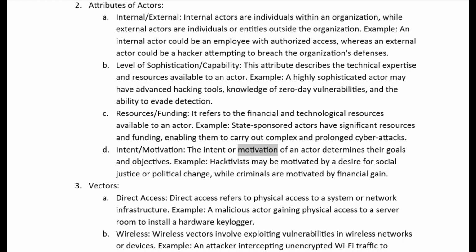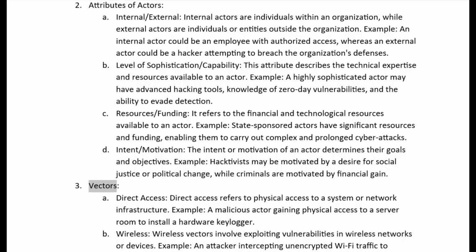Intent/motivation. The intent or motivation of an actor determines their goals and objectives. Example: hacktivists may be motivated by a desire for social justice or political change, while criminals are motivated by financial gain.